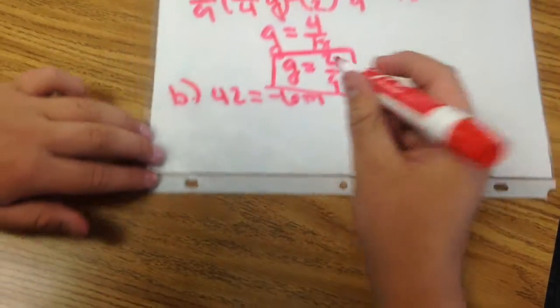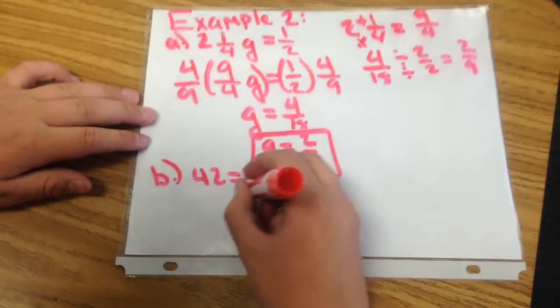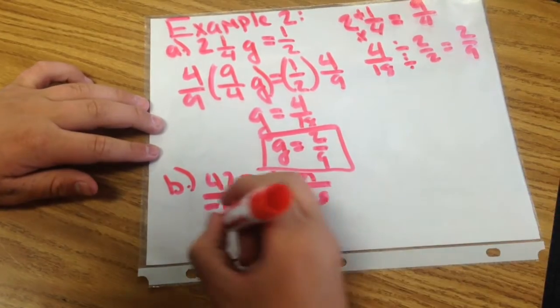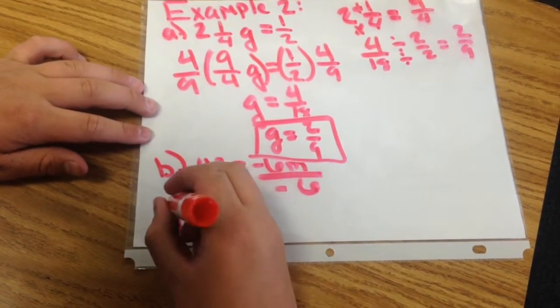Next, now you have whole numbers. So this is easier than example A. Now you're going to divide by 6 and divide by 6, so now you have m isolated. So m equals -7.